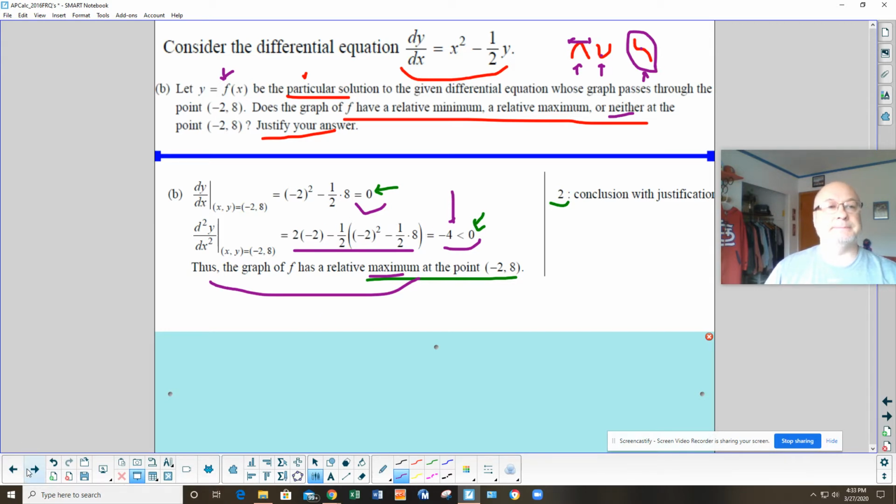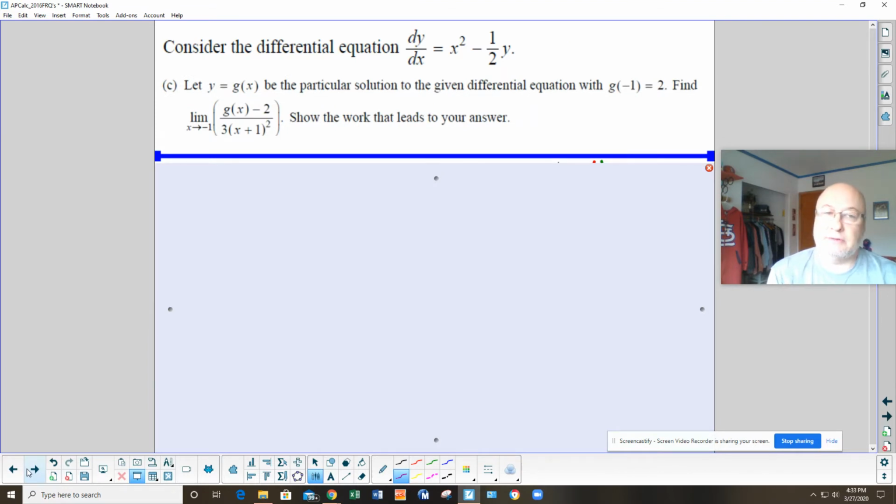Moving on to part C. Part C says let y equals g of x be a particular solution to the differential equation given g of -1 equals 2, so that's an ordered pair. So -1, 2 in my particular solution, which would be then the antiderivative of this. Find the limit of this stuff. Show your work that leads to your answer.